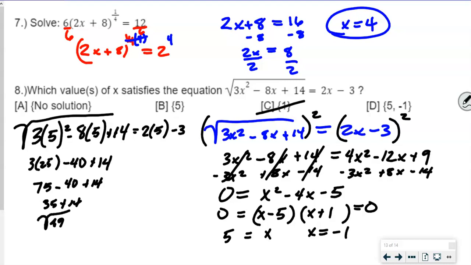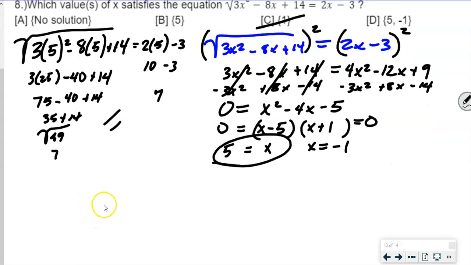What's the square root of 49, y'all? 7. So 2 times 5 is 10 minus 3. Isn't that 7? So 7 does equal 7, right? So the 7 equals the 7, y'all. So this one works out. So we know that this is true. So let's check out the negative 1 now, okay?